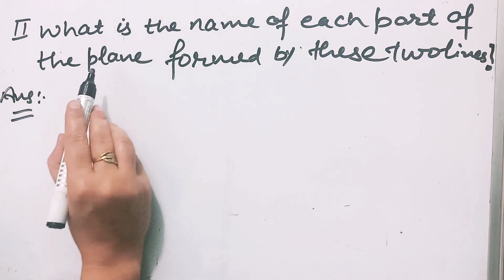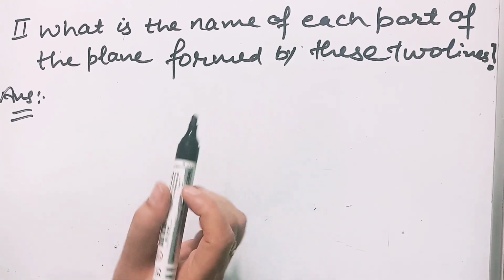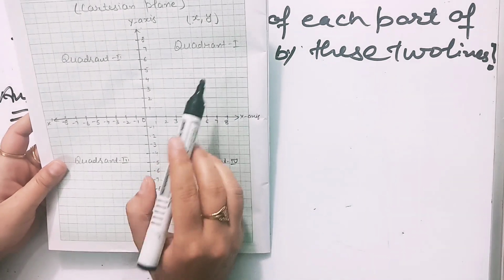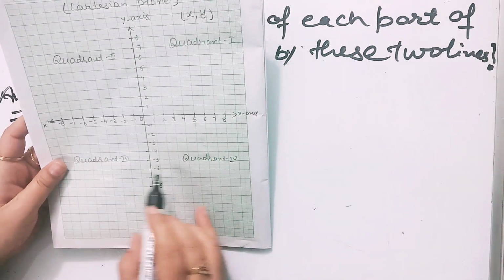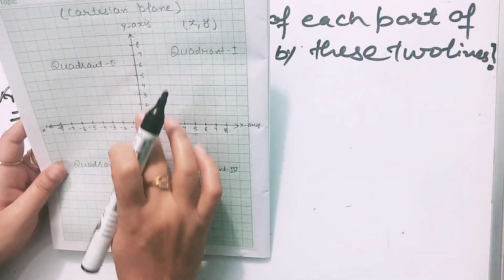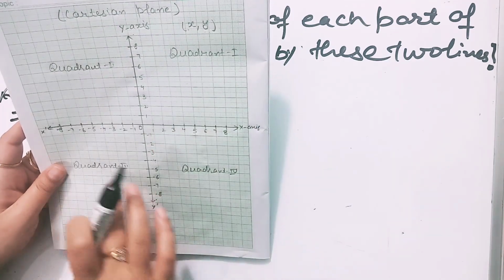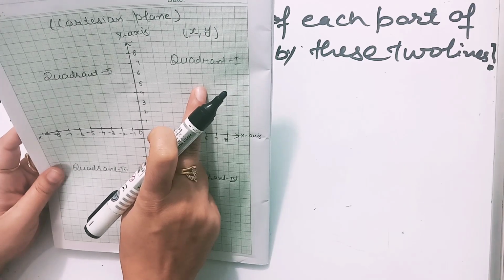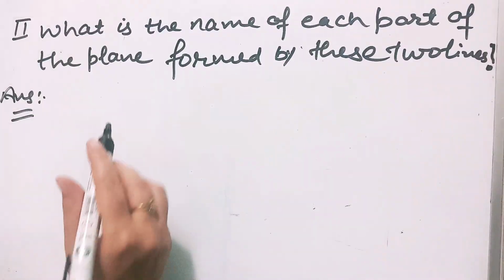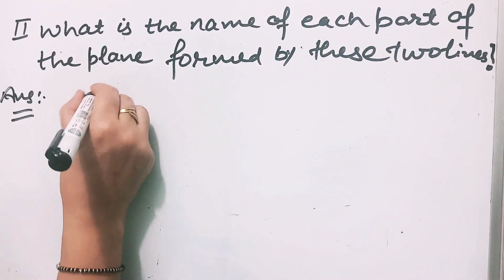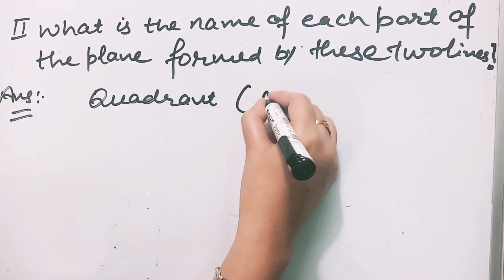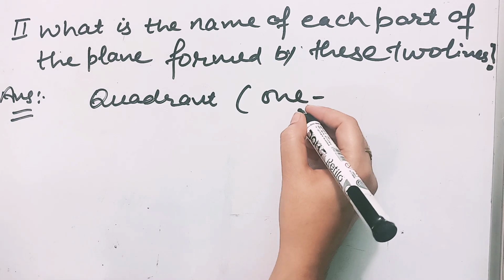The second part is: what is the name of each part of the plane formed by these two lines? As I have told you, in the Cartesian plane these parts are called quadrants. Quadrant means one-fourth of the Cartesian plane. There are four parts, and one quadrant means one-fourth of the Cartesian plane. So the name of each part of the plane is quadrant, that is, one-fourth part.